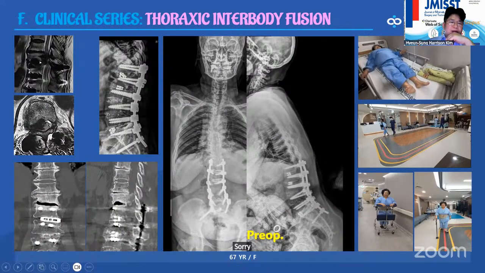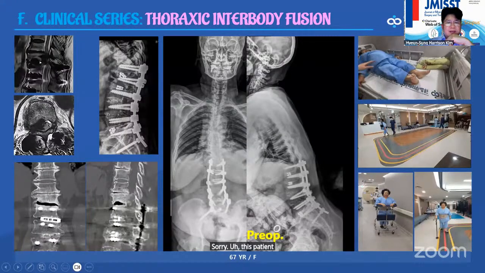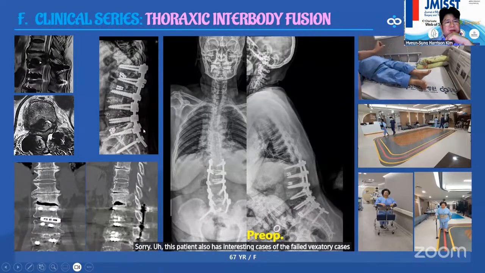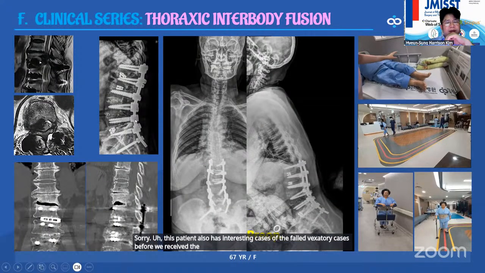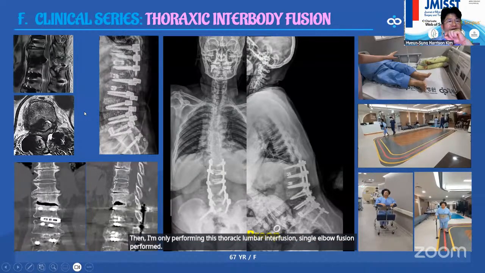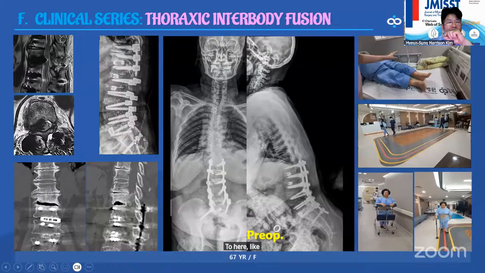This patient is also an interesting case of failed back surgery, who previously received deformity surgery at another hospital, but still has some kyphosis and PJK problem here. But I removed all this implant. Then I only performed this thoracic lumbar interbody fusion, a single level fusion performed here, this way. Remove all this other implant.